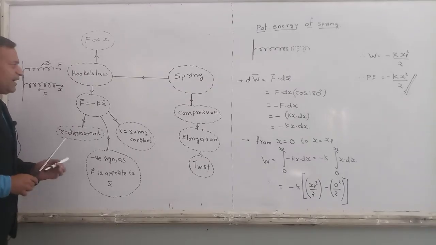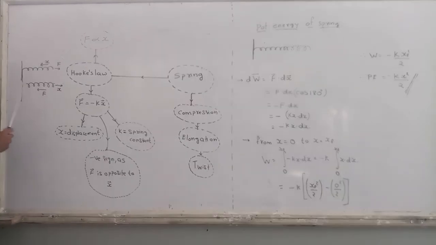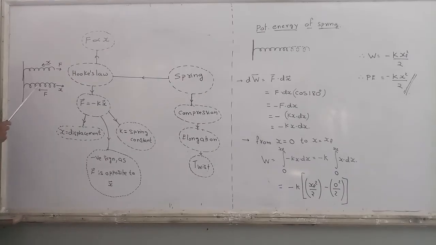Let us understand this with the help of this diagram. Here I had a spring and I extended the spring. I pulled this spring in this way. So the displacement of the spring was in this direction. Now what will the spring do? The spring will apply a force and it will try to regain its original length. So the direction of that spring force will be opposite.